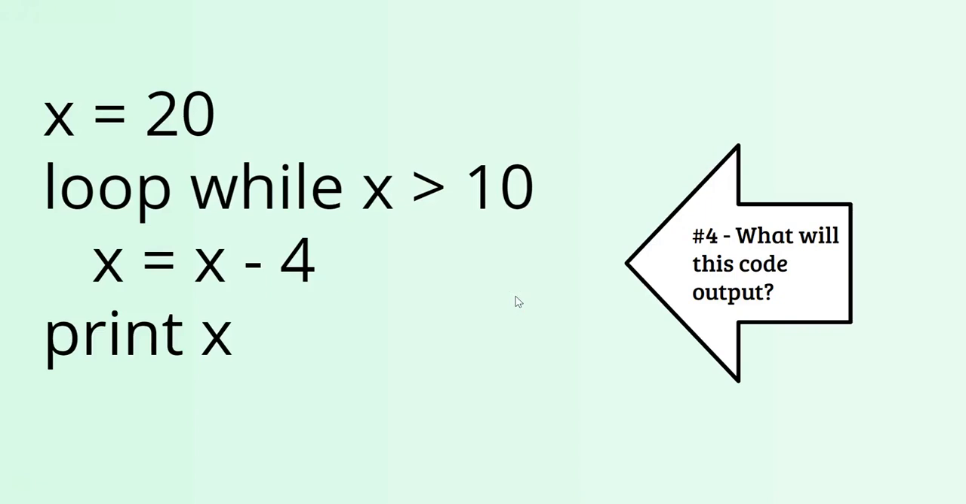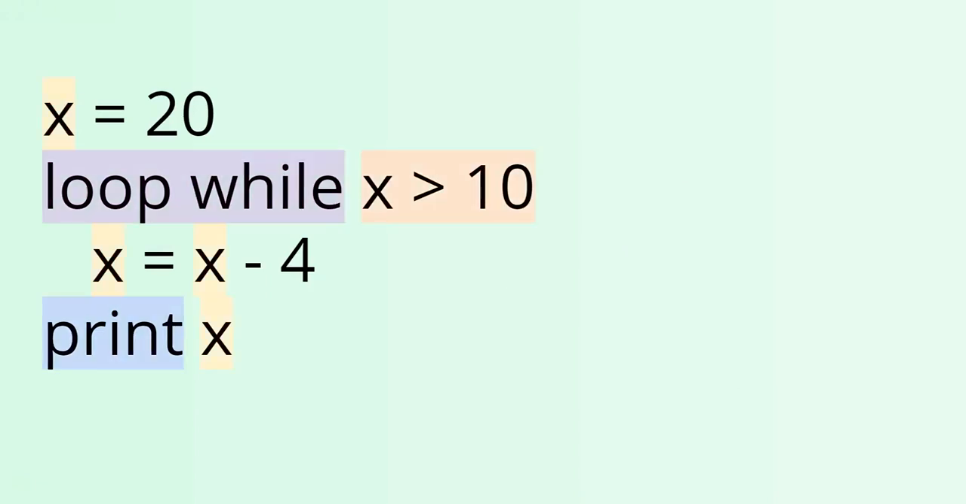All right, let's look at another one. In this case, we have x equals 20. 20 is our variable's starting number. You'll see that the x is used in this condition over here inside the while loop. You'll see that the x is changed right here. Instead of adding 2 like before, it looks like we're minusing 4 each time. And we're going to print x out at the end.